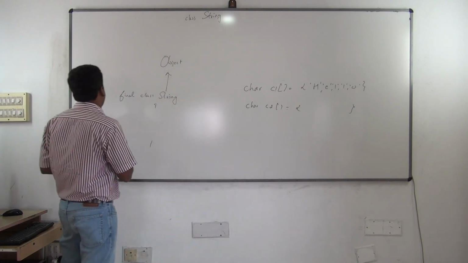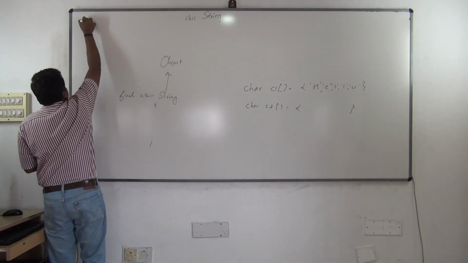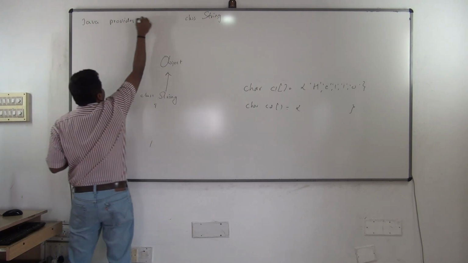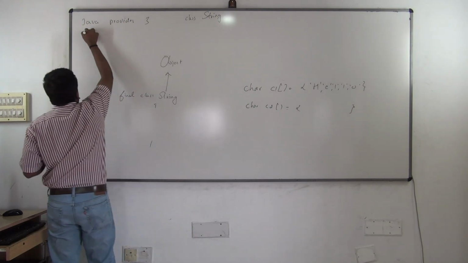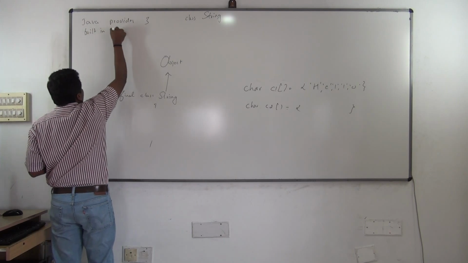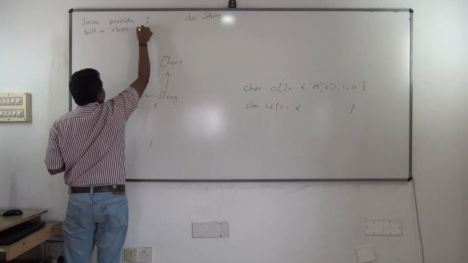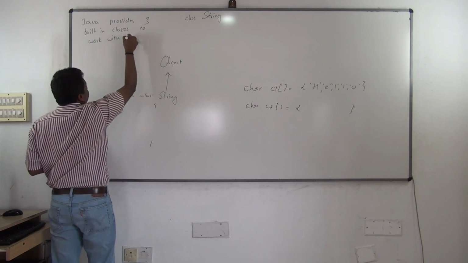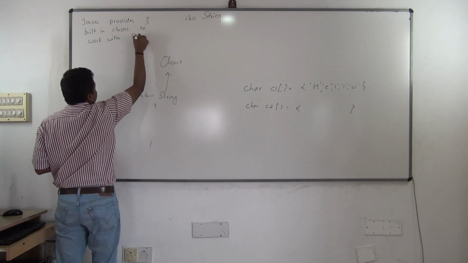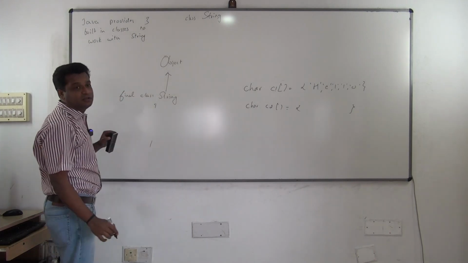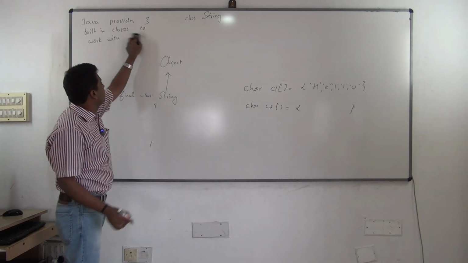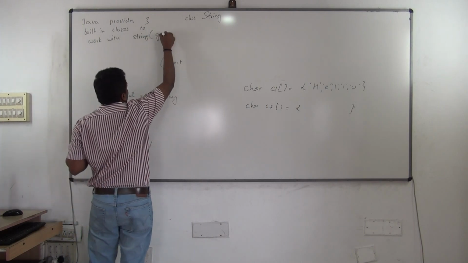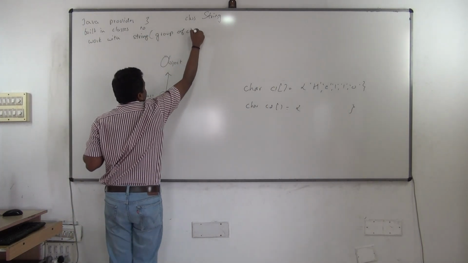So to work with group of characters, in fact Java provides 3 built-in classes, not one, 3 built-in classes to work with what? Group of characters. But we call it strings. Here group of characters is called what? String. Okay, not capital S, small s you can write. String means group or set of characters.